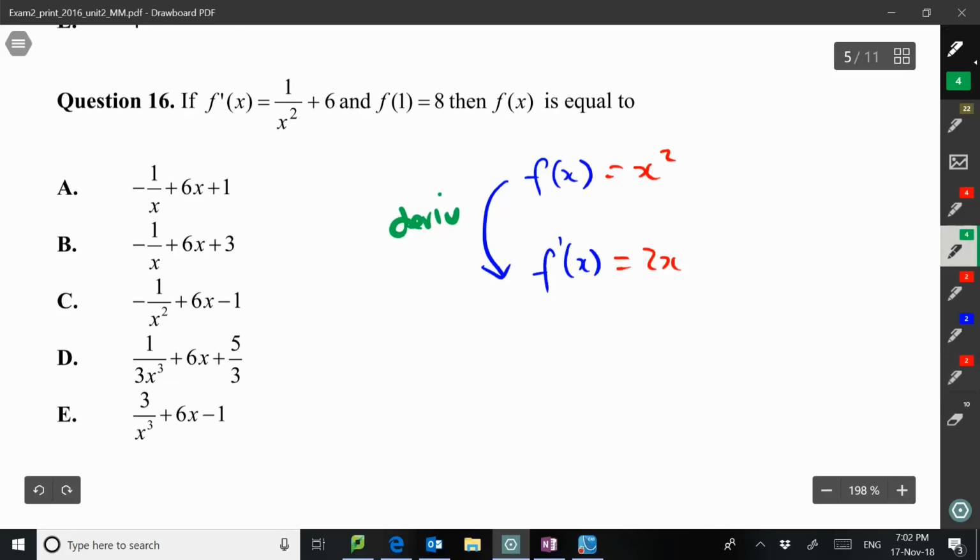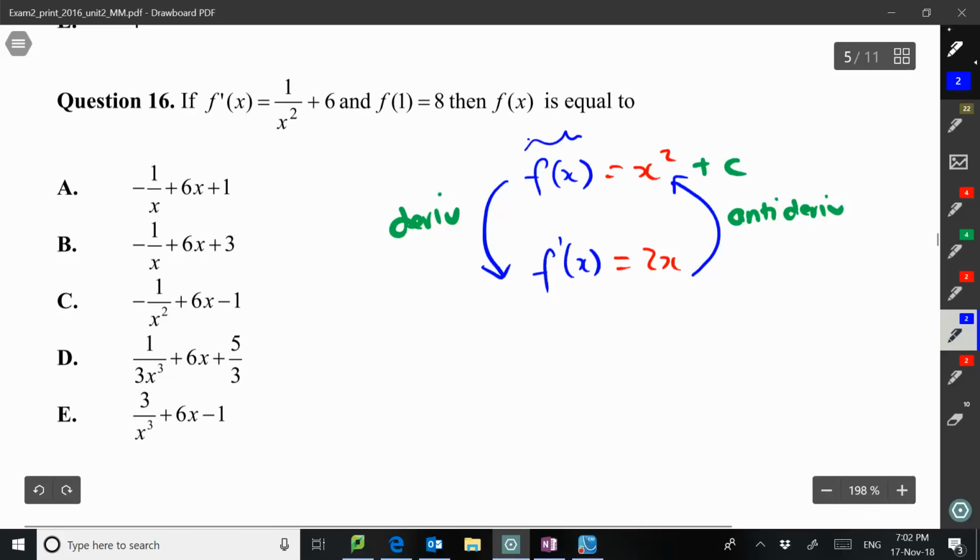Then if you're going backwards now, if you want to go back to the original function, well, the opposite of deriving the derivative is the antiderivative. When you do the antiderivative, it will bring you back to the original function, but remember there is a plus c. The only way to find the plus c is you need a coordinate, because you need the y value on this side and you need an x value, which is what they're doing here.